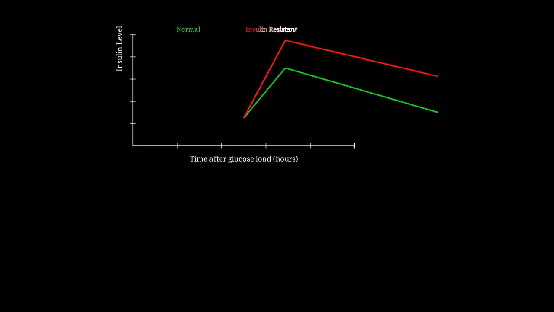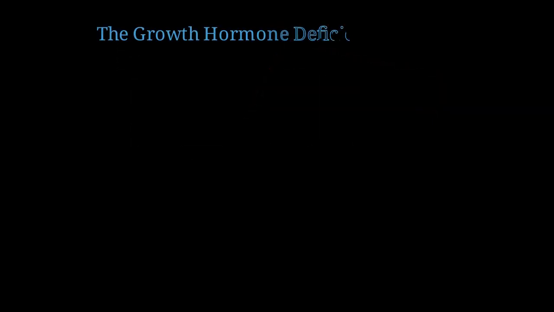This graph compares normal insulin response in green versus insulin resistance in red after glucose intake. Notice the insulin-resistant individual has much higher and more prolonged insulin elevation. The fifth pattern is associated with growth hormone deficiency in adults. This creates increased abdominal fat with reduced muscle mass.